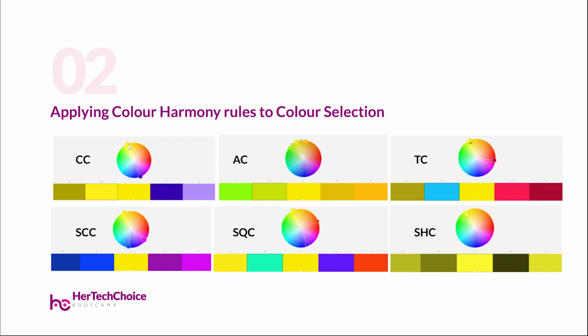Then the split complementary, it's more like you are drawing a triangle but not with equal sides, right? Then there's the square color scheme, which is more like you are drawing a square and picking out the colors at the tips of the square. Then this shade color scheme, which picks a single color but uses different shades of it.